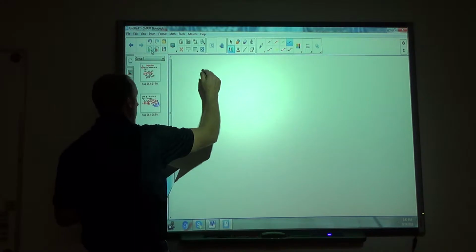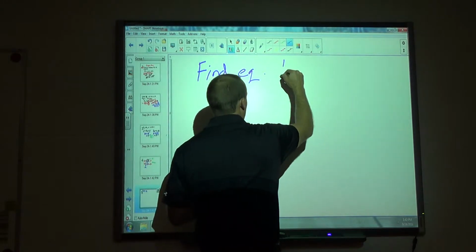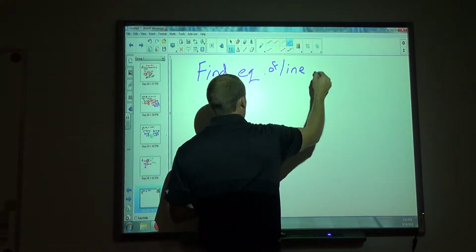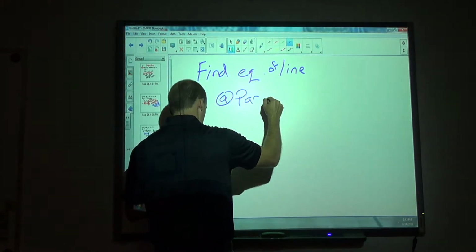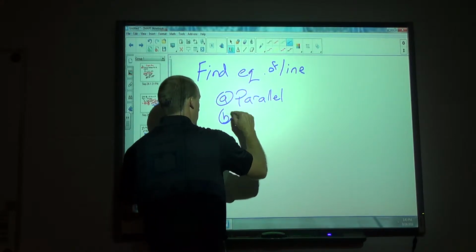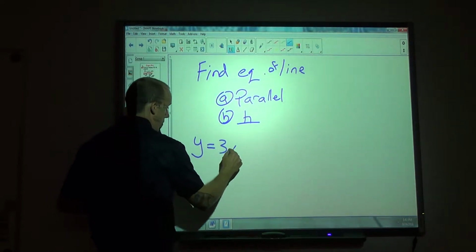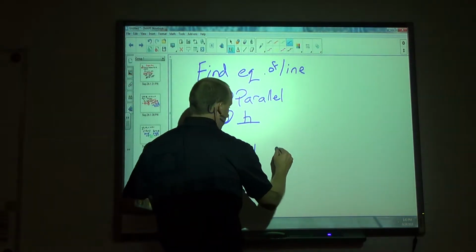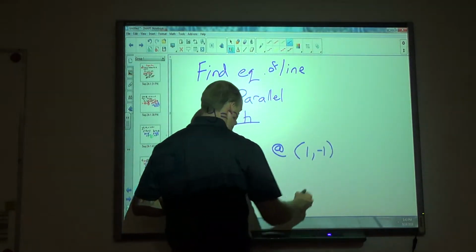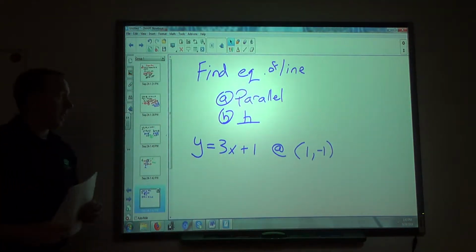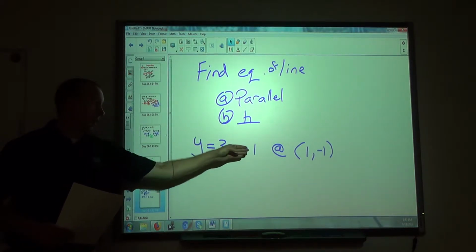Another question here is find an equation. Okay, so find an equation of a line that is A, parallel, and then B, perpendicular to this equation. So y equals 3x plus 1, and then it's going to be at the point 1 comma -1. Okay, so find an equation that is parallel to this line at that point and perpendicular to this line at that point.